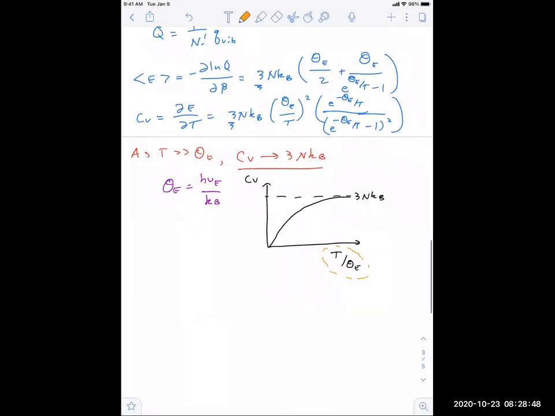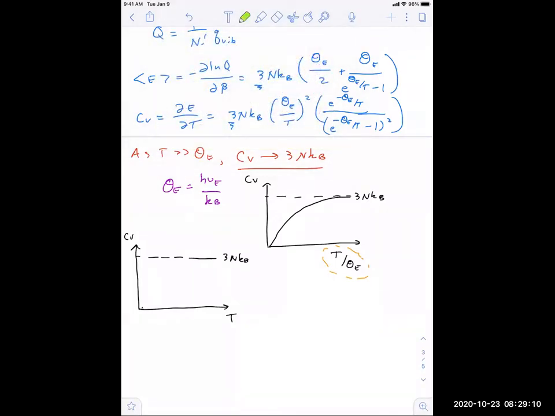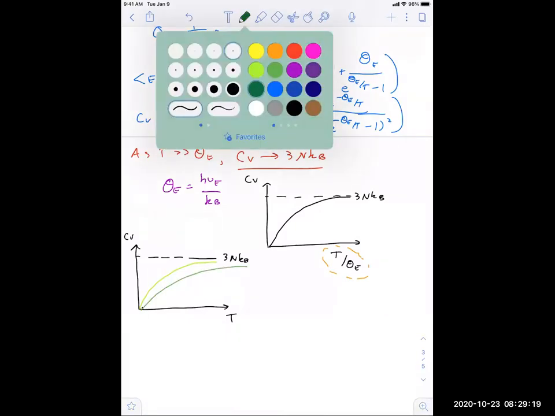So in reality, each material of interest will have a different Einstein's temperature. And so if we plot this same curve, but now as a function of the absolute temperature T, we still have this 3nk_B limit. But the way materials approach that limit will be different. So I might have one material that gets there rather quickly, a second material that takes a bit longer to get to the limit, and so forth.